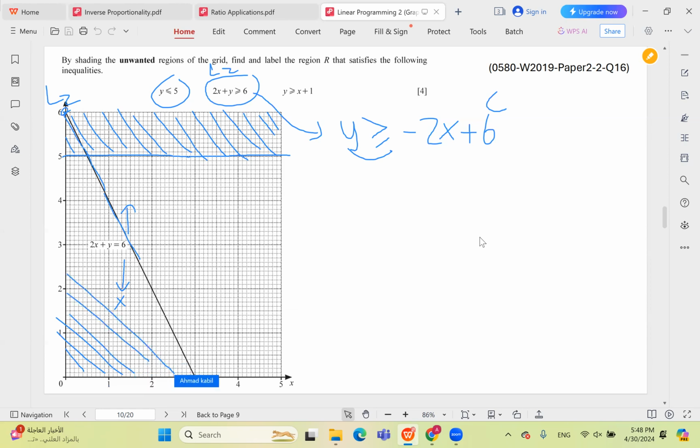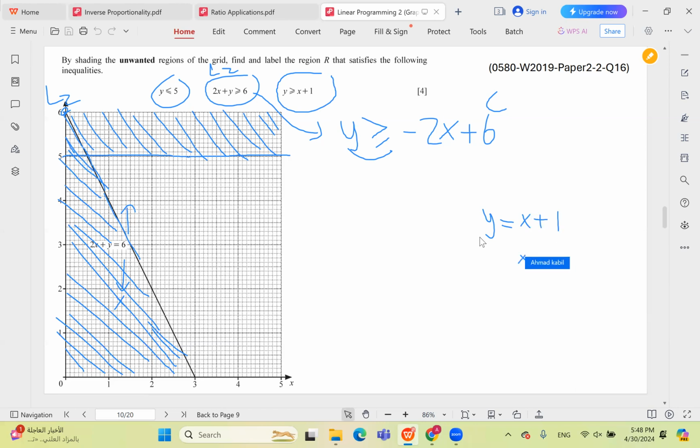So anything below this line will be shaded. And finally, we have y greater than or equal to x plus 1, which has not been graphed, so we need to graph it. So we're just graphing y equals x plus 1 in a sense.